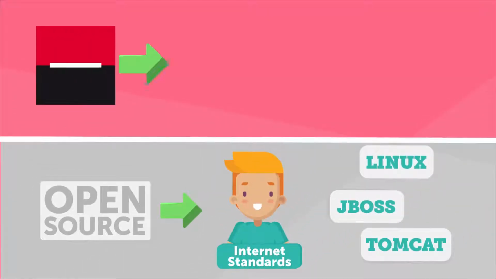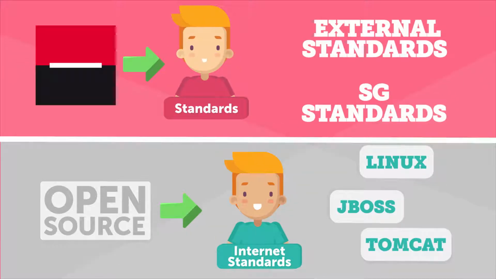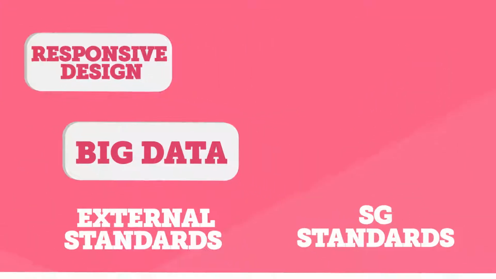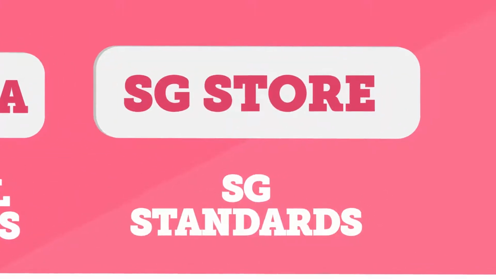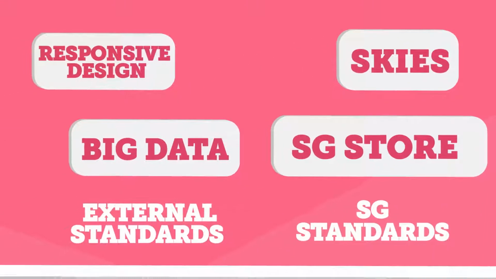Similarly, we use many other standards, external standards as well as standards that are specific to SG, which are found in the Green Book. As an example, responsive design and big data are part of external standards, while SG Store is a Société Générale standard, or even SKIES is an IBFS standard.